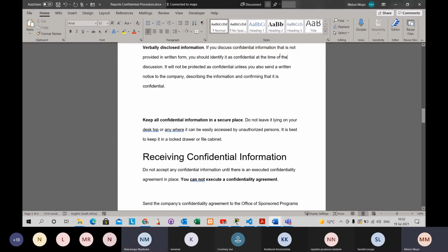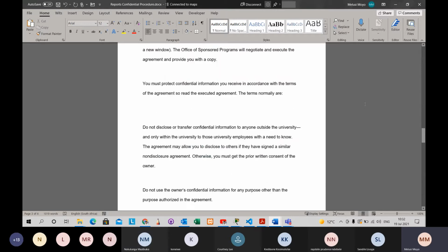Okay, verbally disclosed information. If you discuss confidential information that is not provided in written form, you should identify it as confidential at the time of the discussion. It will not be protected as confidential unless you also send a written notice to the company. So I'll share this.